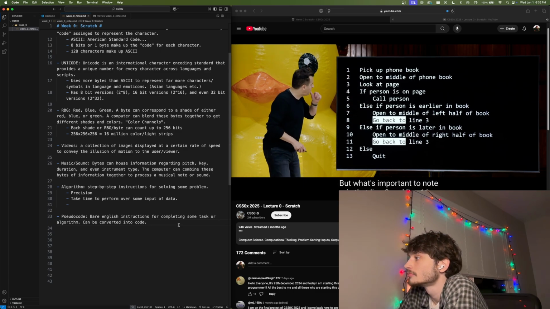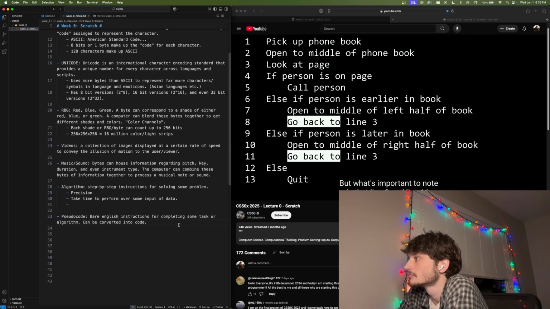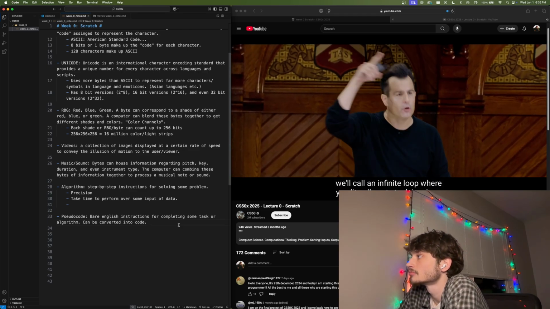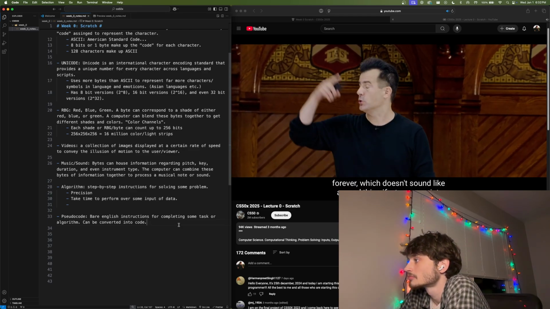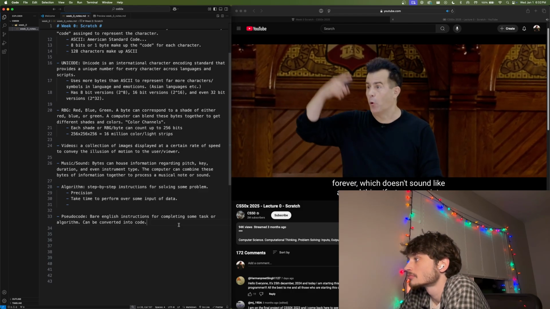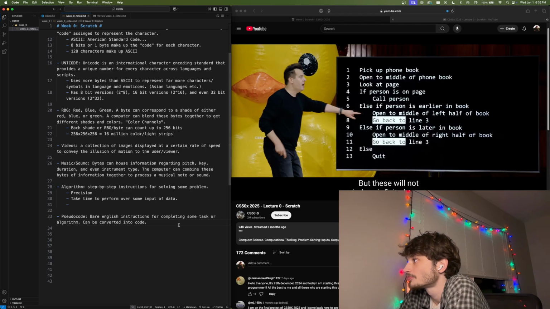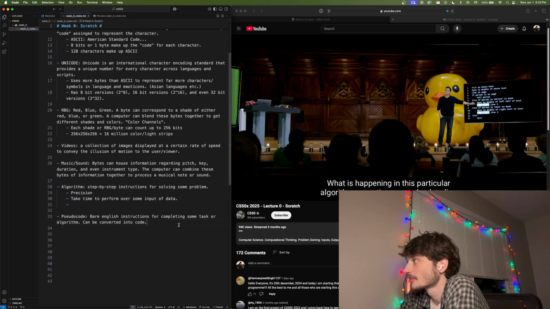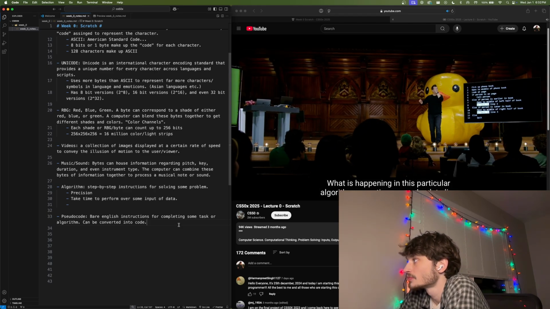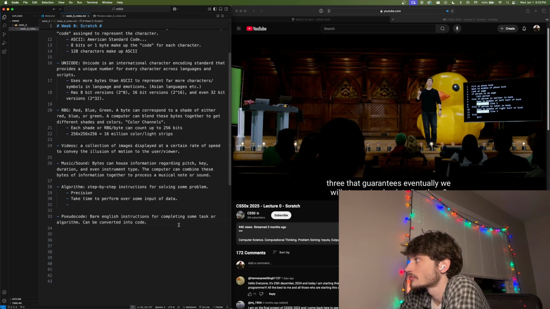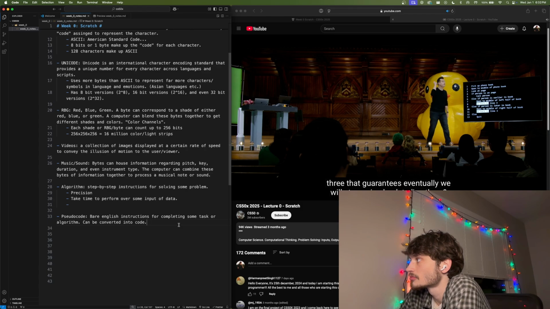But what's important to note is that line 8 and line 11, even though they're saying go back to line 3, go back to line 3, you might think you're running the risk of what we'll call an infinite loop, where you literally get stuck in a loop forever, which doesn't sound like a good thing if at some point you want to turn your computer off, even though it's still working. But these will not induce infinite loops. Why? What is happening in this particular algorithm every time we go back to line 3 that guarantees eventually we will stop going back to line 3?